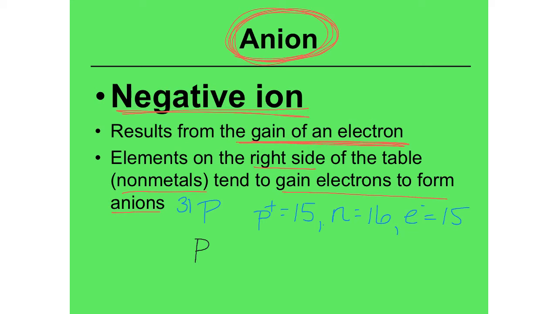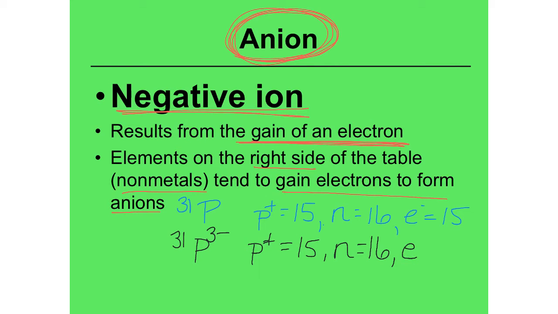If we have phosphorus, still with a mass of 31, but now with a charge of -3, we still have 15 protons, because if it's phosphorus, its atomic number has to be 15. The mass did not change because adding or subtracting electrons doesn't impact the mass, since electrons are essentially massless. So the neutrons would be 16, so that 15 plus 16 equals the 31.